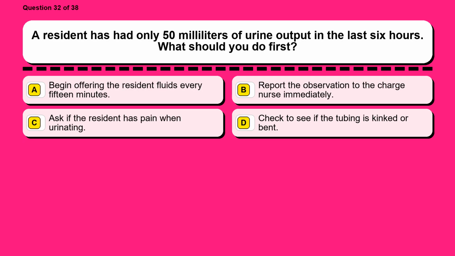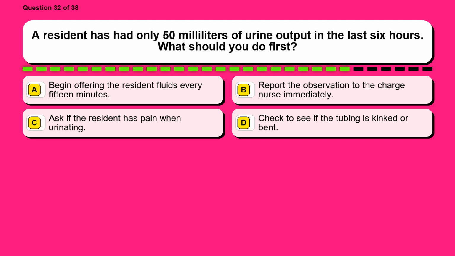Question 32. A resident has had only 50 milliliters of urine output in the last 6 hours. What should you do first? Option A. Begin offering the resident fluids every 15 minutes. Option B. Report the observation to the charge nurse immediately. Option C. Ask if the resident has pain when urinating. Option D. Check to see if the tubing is kinked or bent.